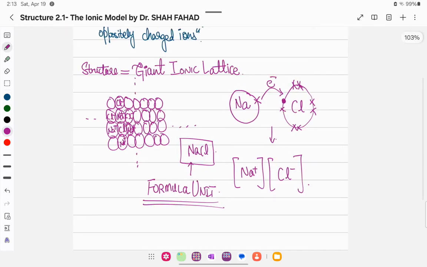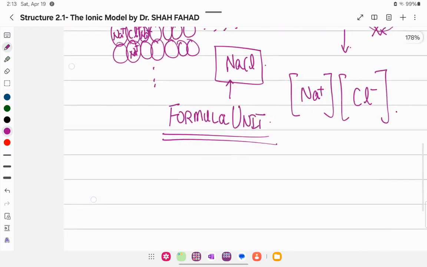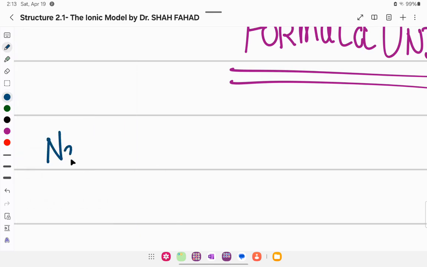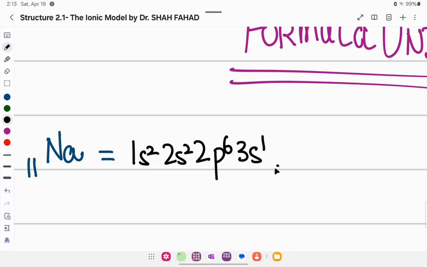Now you also need to know the electronic configuration of different ions, and you need to be able to predict the charge of an ion from the electronic configuration of an atom. Okay, let's take an example now. If I have sodium 11, this is the proton number. Its electronic configuration is going to be 1s2, 2s2, 2p6, 3s1.